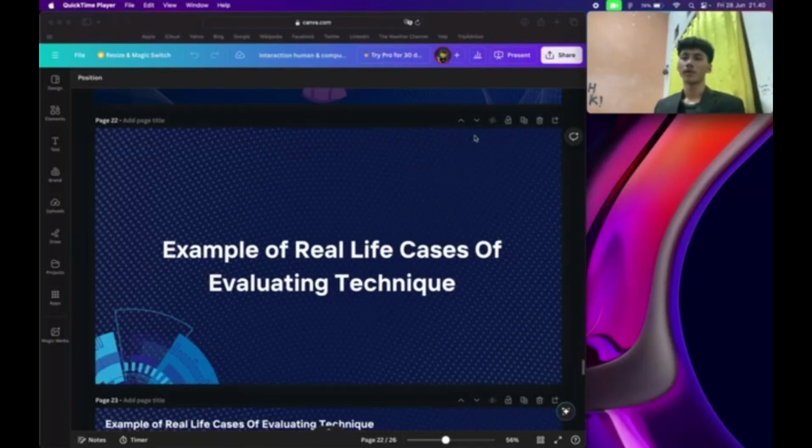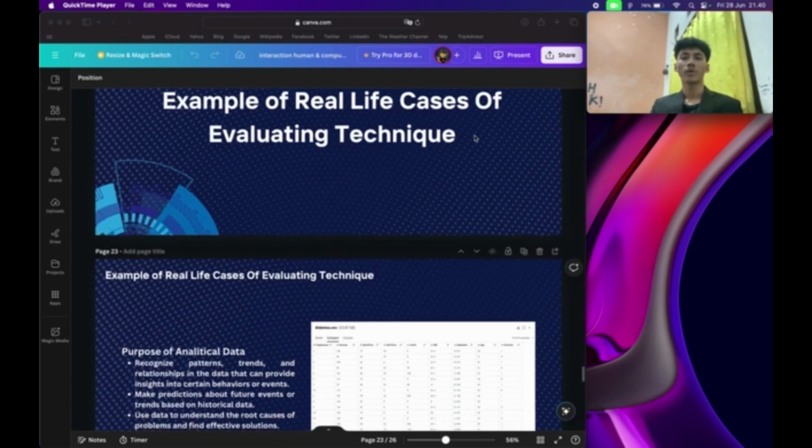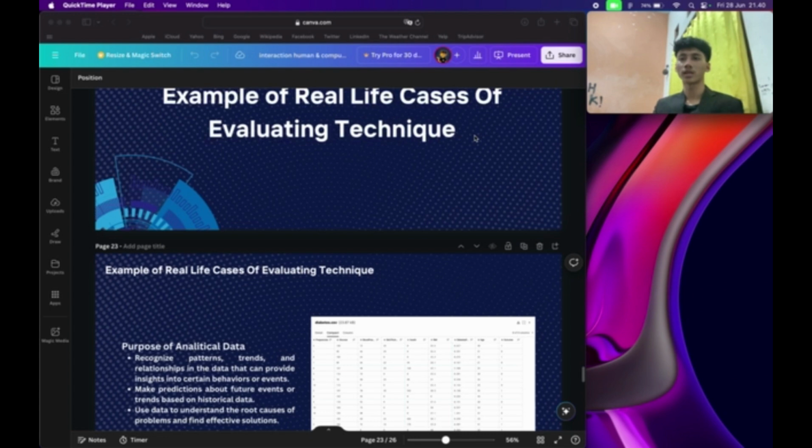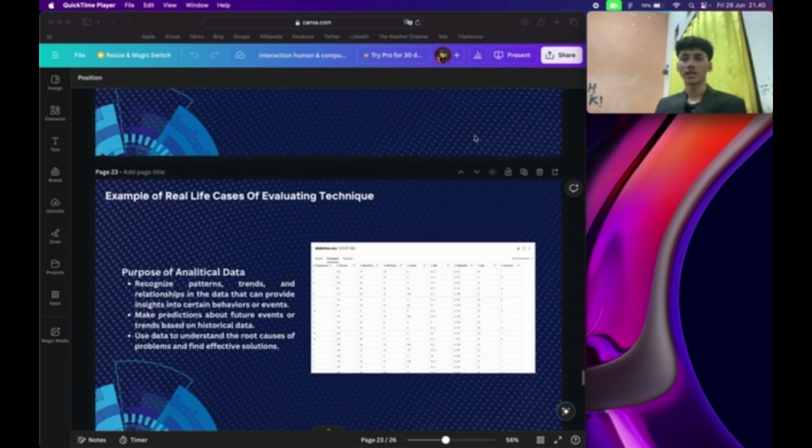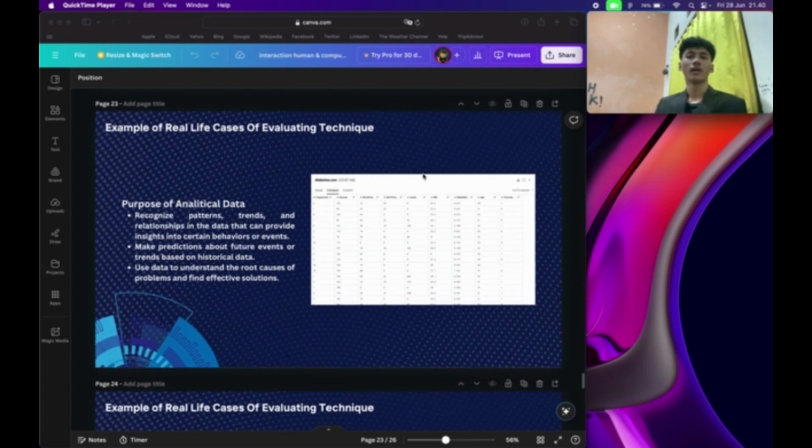My name is Putra Purba. I come from University of Muhammadiyah Jakarta. Today I will explain real-life cases of evaluating technique, which is how we can apply evaluating technique in analytical data. Okay, now we have raw data here.